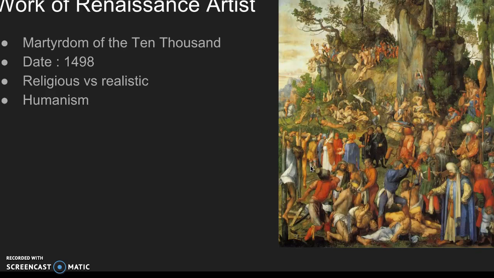This specific painting was based on the problems and struggles citizens were facing at this time. The people who were being martyred were, as you can see here, Christian soldiers by the orders of the Roman Emperor. And Dürer was seen in black in the middle of the painting, right here. And he painted many self portraits and included himself in many of his works.